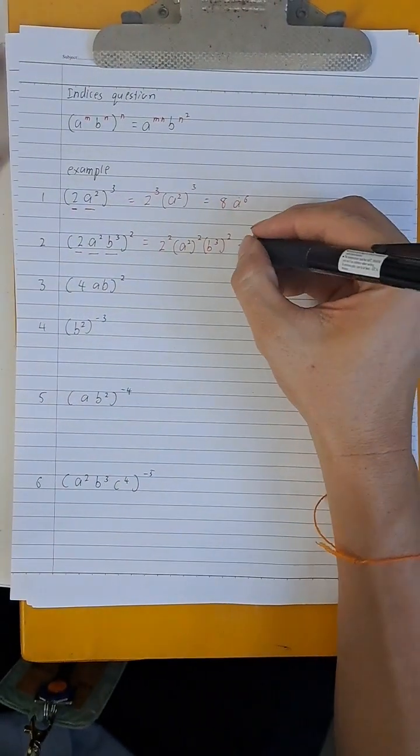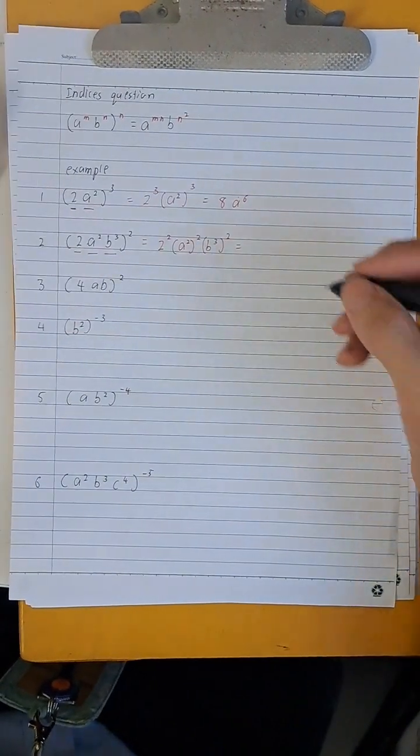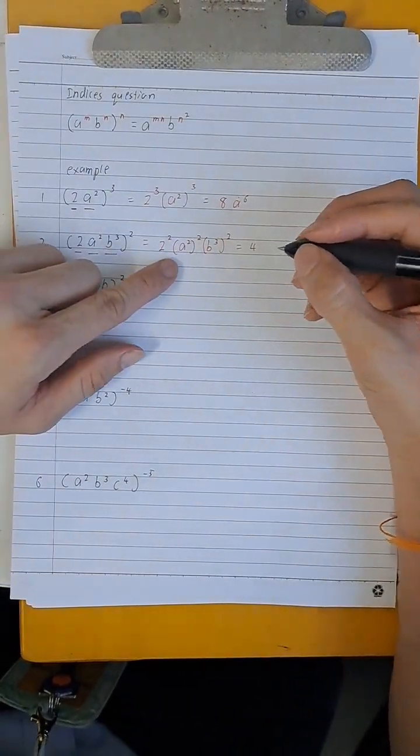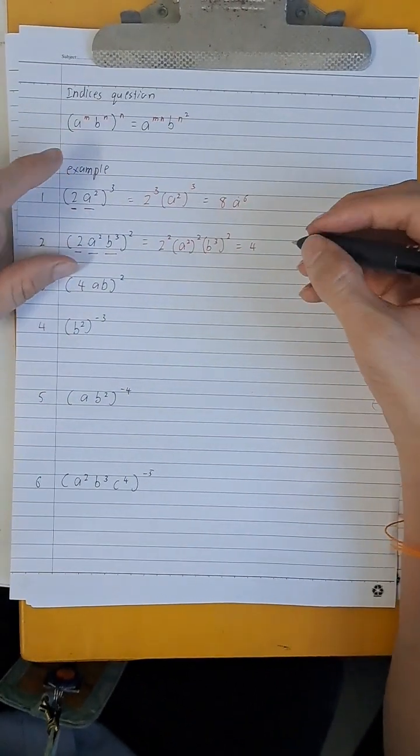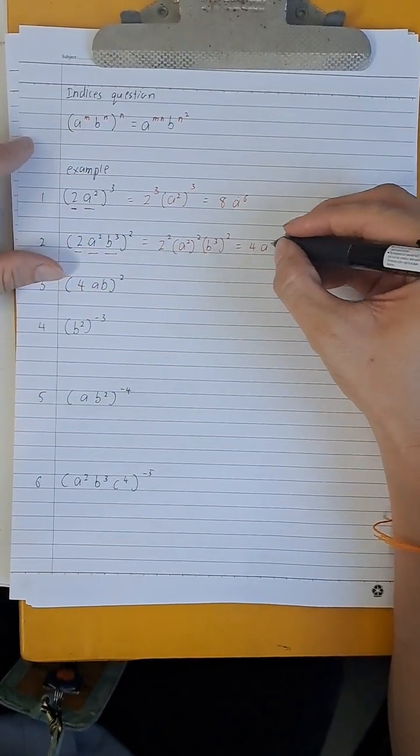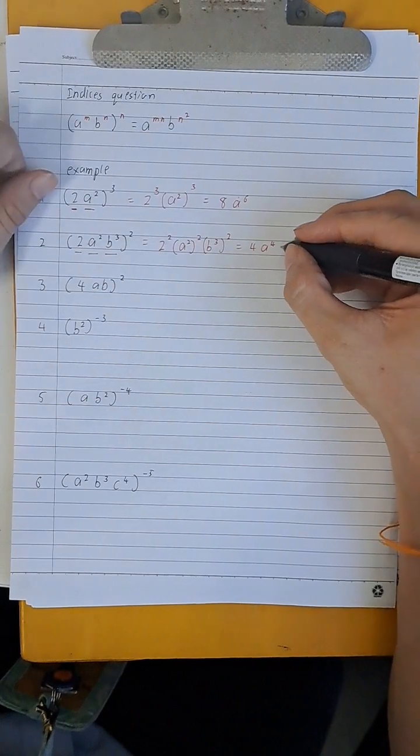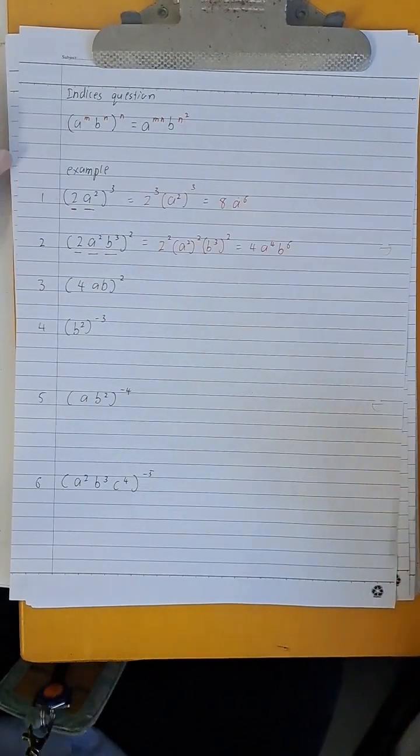All right, so let's expand this. 2 squared, that's 4. For this one, if you apply the rule above, we will get a to the power of 4. And this one will be b to the power of 6.